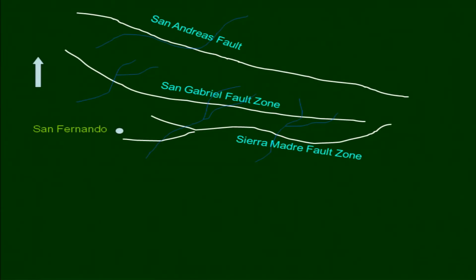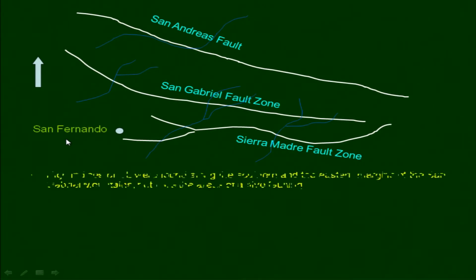Now this is an example from the US which shows three fault lines, but all three fault lines belong to the San Andreas fault system. So you have the San Andreas fault system, then a smaller fault splay in the San Gabriel fault zone, and then the Sierra Madre fault zone. This area is close to San Fernando city.